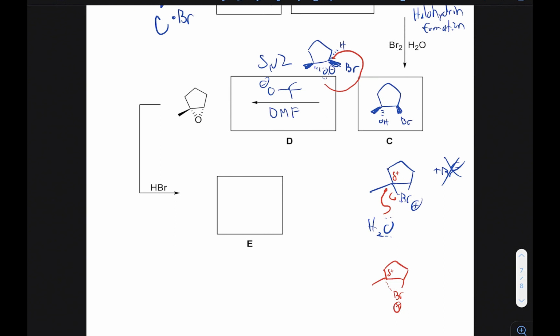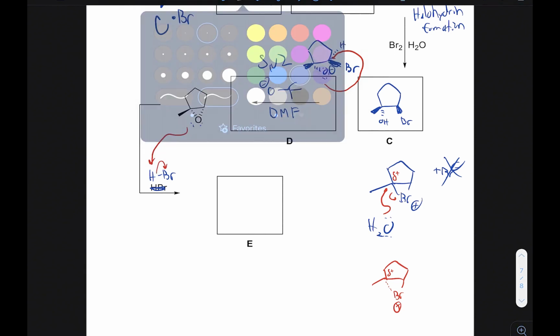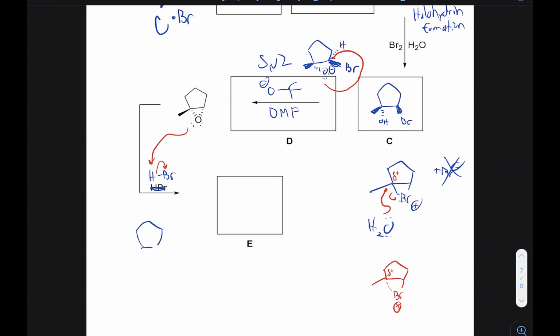Okay, so the next step is similar to what we see from B to C. We're getting this acid bromide reacting with our epoxide, making it charged. We're getting a positively charged epoxide intermediate. So this oxygen will attack that hydrogen on HBr, and we form this intermediate here. And just like the bromonium ion intermediate, it's pretty strained.